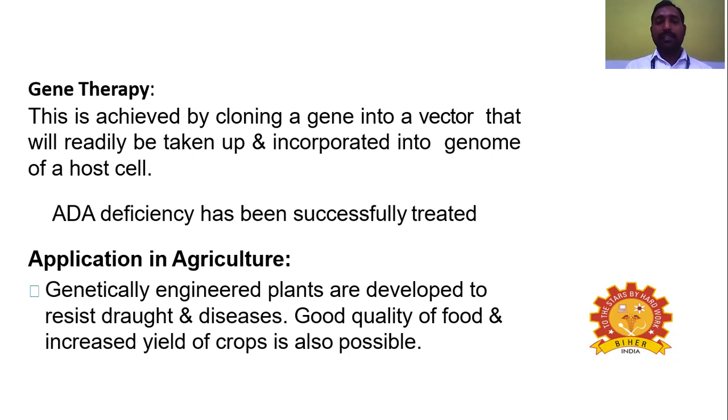And recombinant DNA technology also has applications in the agricultural field. The first one: genetically engineered plants can bring resistance against drought and diseases. And the second one: it can produce quality food or nutritious food, with a high protein content in the product. Through that, the agriculture field will become active again through rDNA technology.